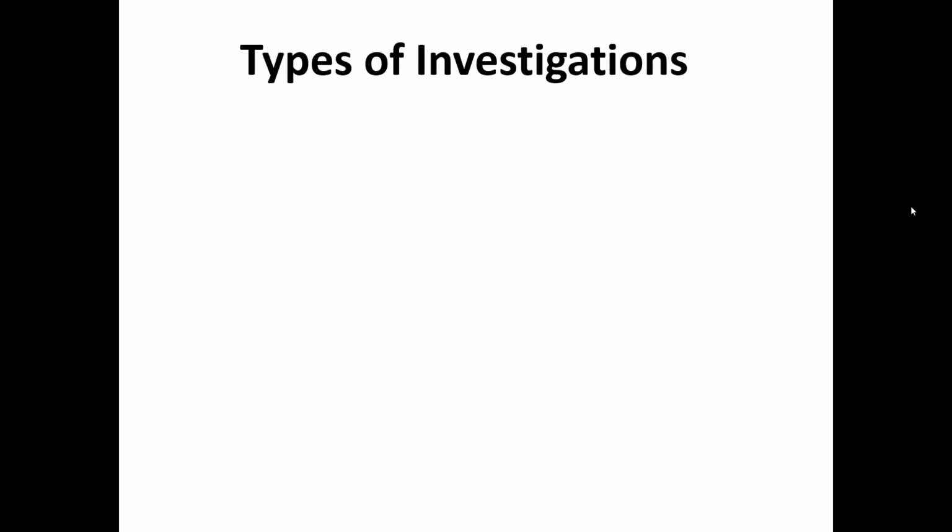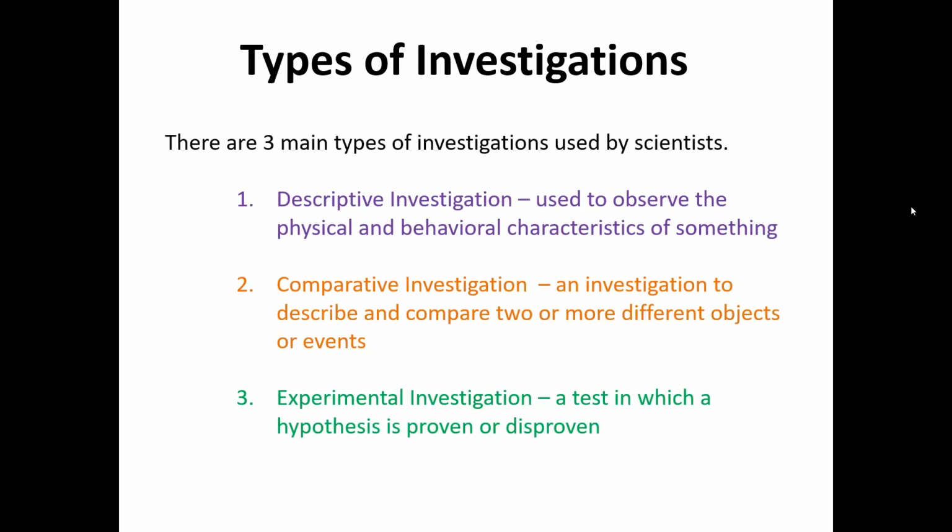So the types of investigations, there are 3 types. The first being descriptive investigations. These are used to observe the physical and behavioral characteristics of something. So if I was to observe a basketball player like LeBron James, I'm just observing him. I could give you a description of him. Physically, he's very tall, very athletic. His behavioral characteristic would be very hype, very focused when he's playing on the court. That would be a descriptive investigation. Nothing changes. I can't control him as a player, right?